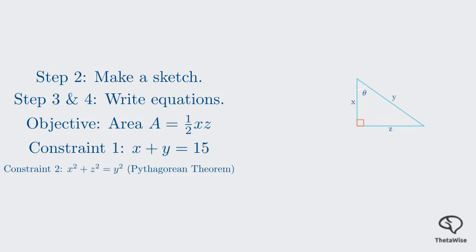The area, our objective, is 1/2 times base times height, which is 1/2 x z. The Pythagorean theorem gives us our constraint: x squared plus z squared equals y squared. Now, the hard part. We need to write area A using only one variable. This requires a few substitutions.